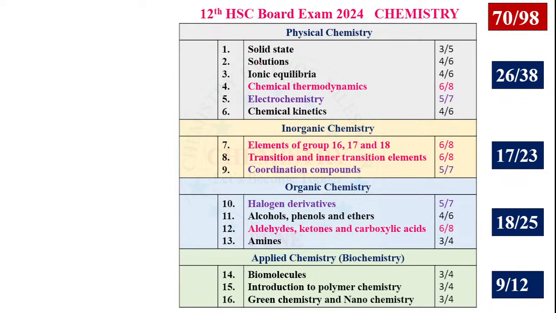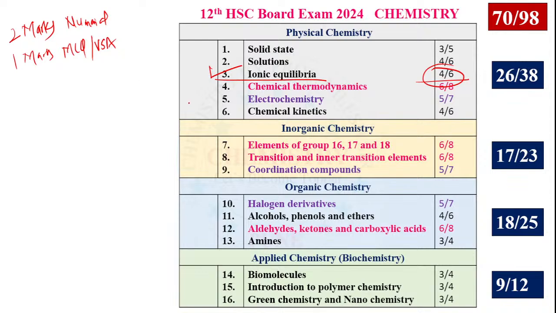Now we start Ionic Equilibria. The Ionic Equilibria chapter has a weightage of 4 to 6 marks. Out of these, there is a 2 marks numerical, 1 mark MCQs and very short answer questions, and again a 2 marks derivation type question.